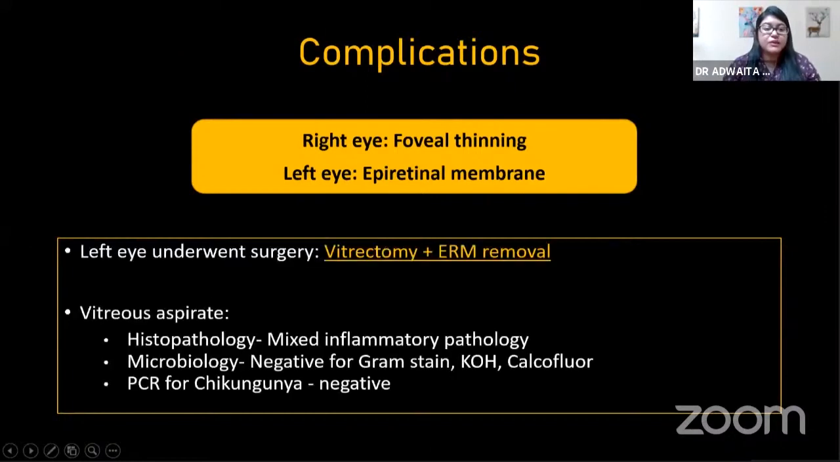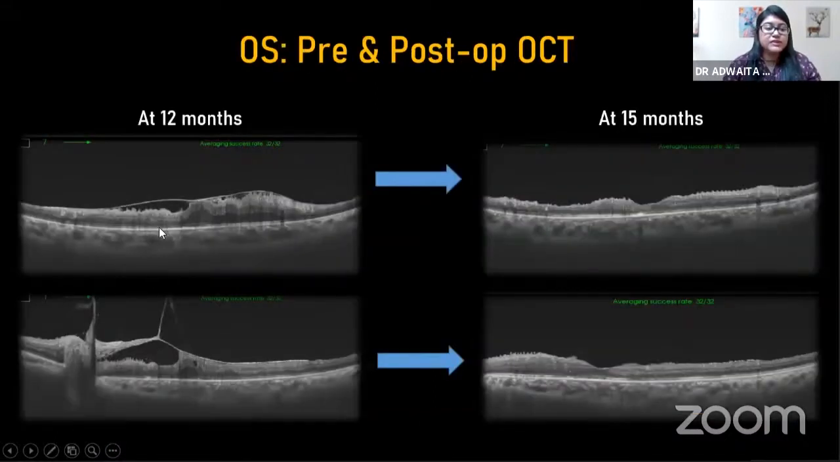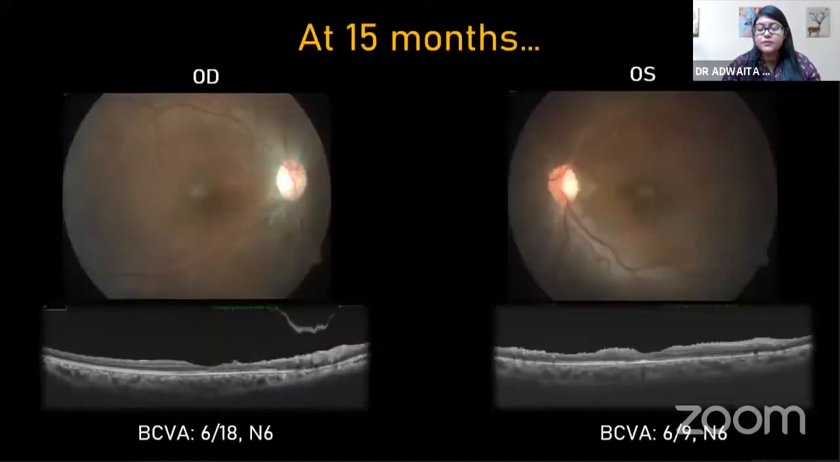The left eye underwent surgery, vitrectomy with ERM removal was done. The vitreous aspirate was sent for microbiology as well as PCR, but they were again negative. These are the pre-op and the post-op pictures after ERM removal. The vision in the left eye improved to 6/9 N6 after ERM removal, and at 15 months, this vision was maintained in both the eyes and the fundus was also quiet.